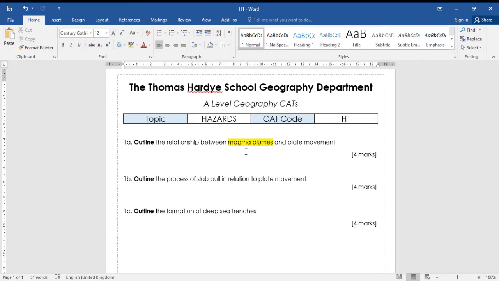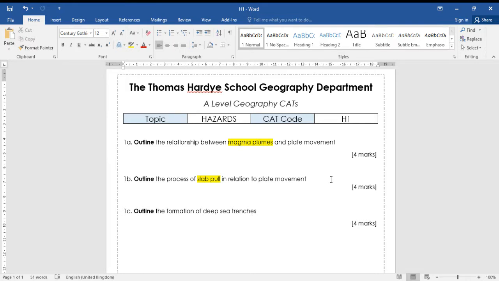Second question, outline the process of slab pull in relation to plate movement. Now, slab pull is not a process you'll be familiar with from work you've maybe done at GCSE. You're probably taught that convection currents are the thing that moves tectonic plates, and that's partly true, but there are other processes. One of those is ridge push and the other is slab pull.